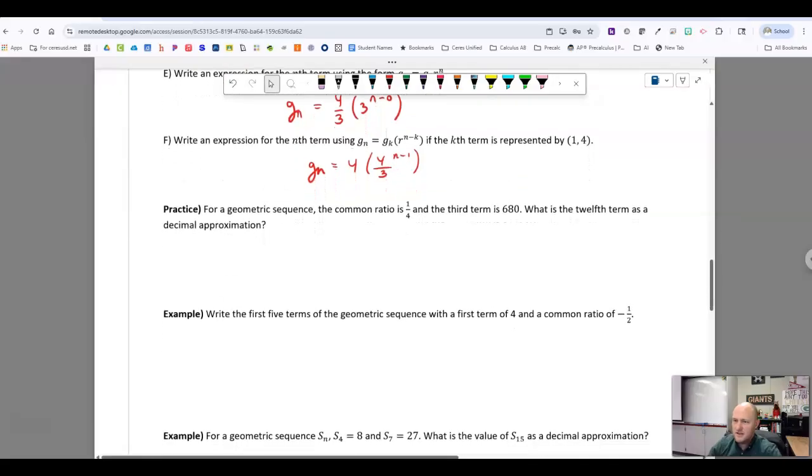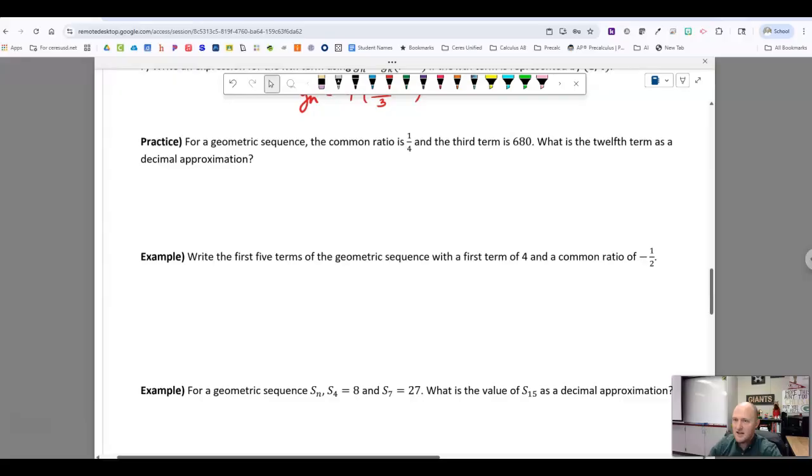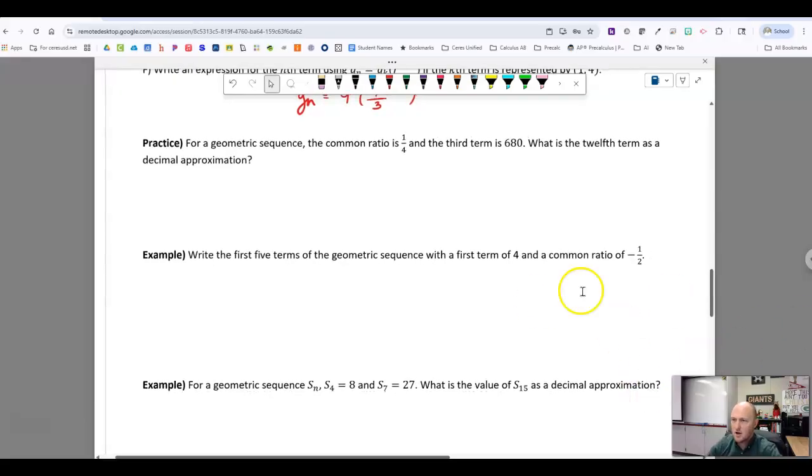Here is a practice question. They say for a geometric sequence, the common ratio is 1/4 and the third term is 680. What is the 12th term as a decimal approximation? So this will be calculator active. I'll break this up into two parts for you. First, please go ahead and find the equation. Then you can find G sub 12.